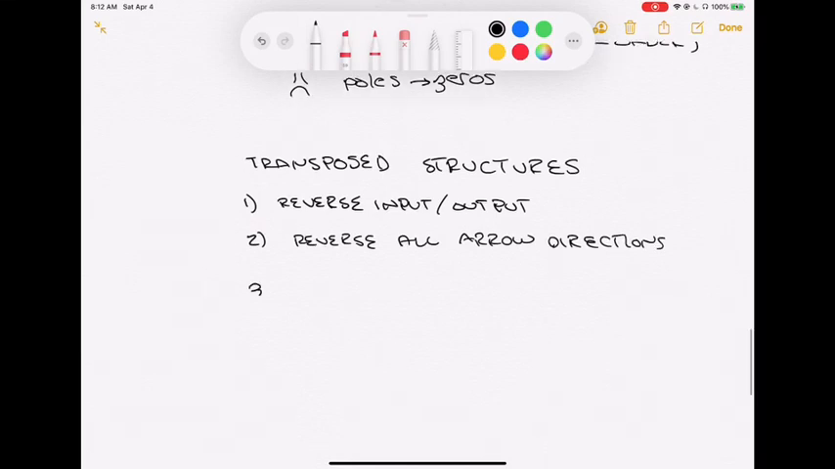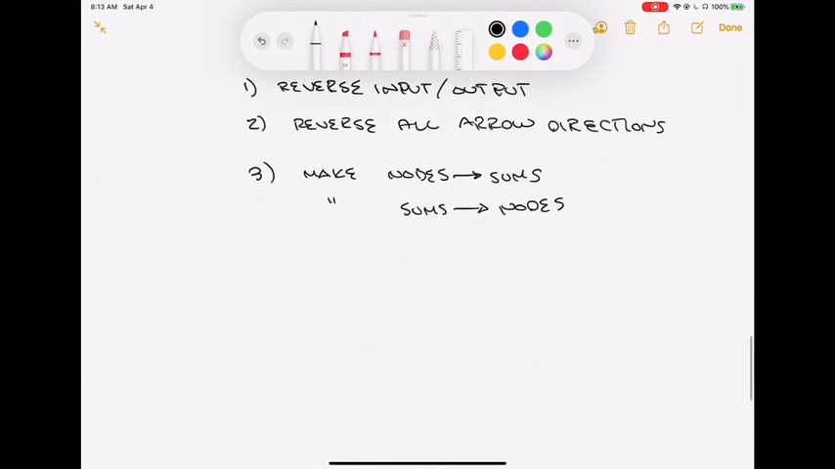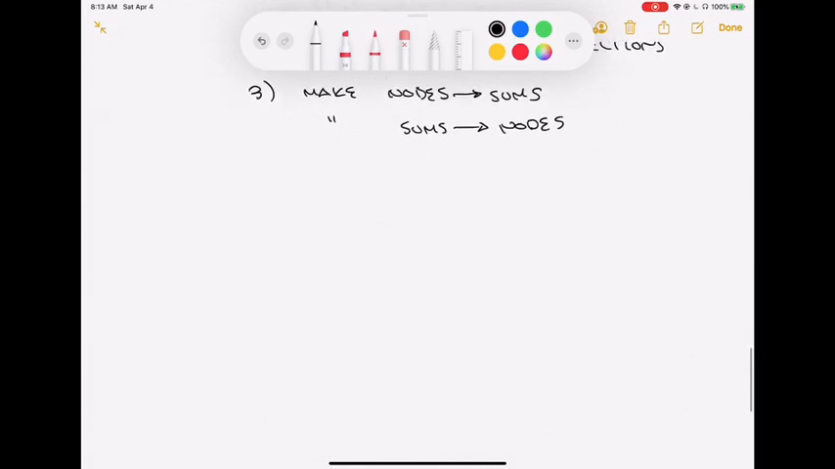And then the third step is a compound step. In this particular case, we're going to make nodes into sums, and we're going to make our sums into nodes. If we do those 3 steps, we can turn a regular structure into its transposed equivalent. It does not change the functionality of the system, at least from a theoretical standpoint, but it can give us some other kinds of advantages.